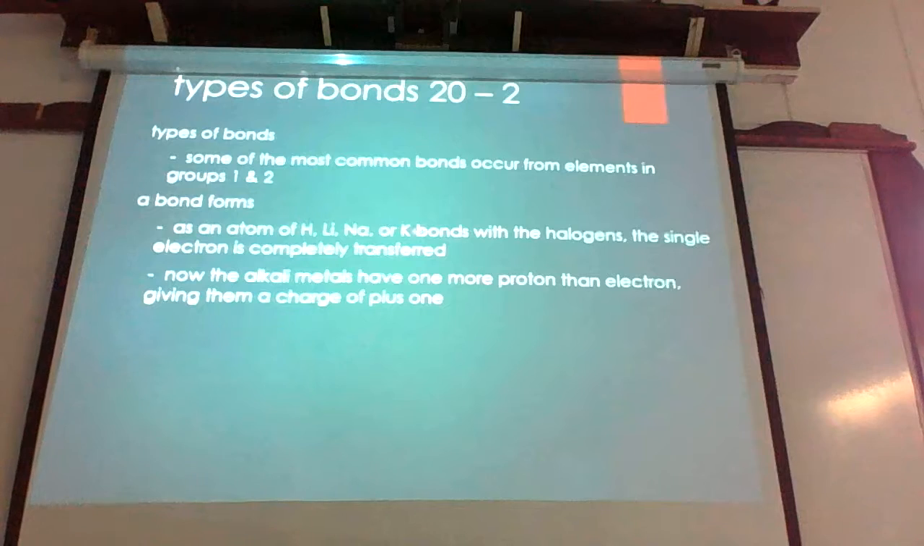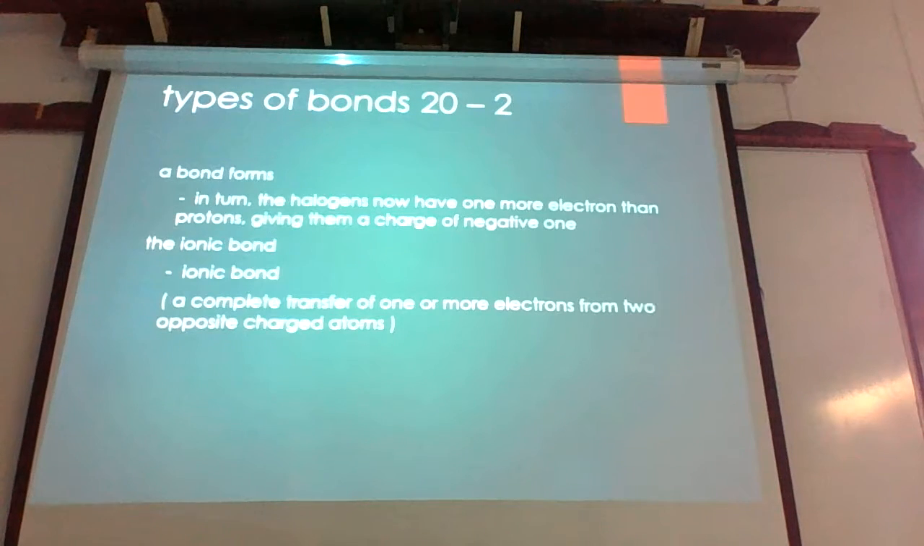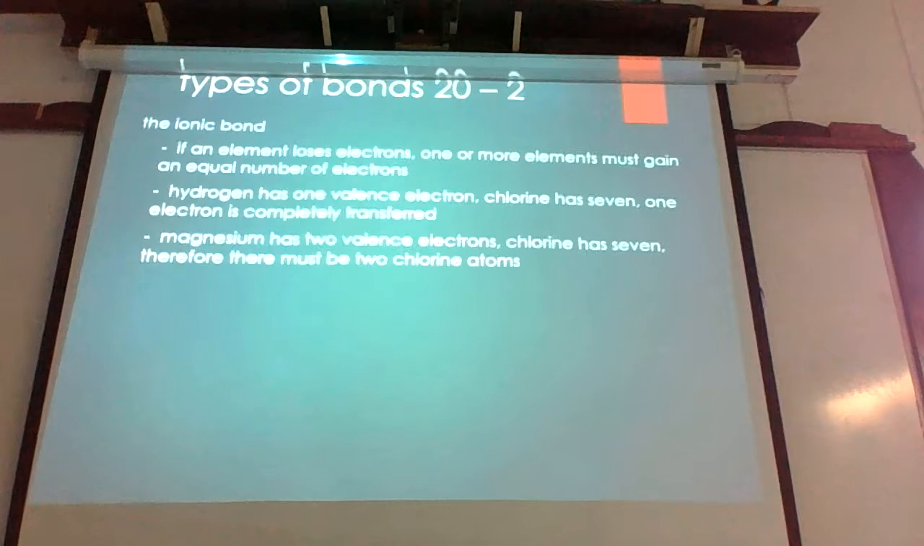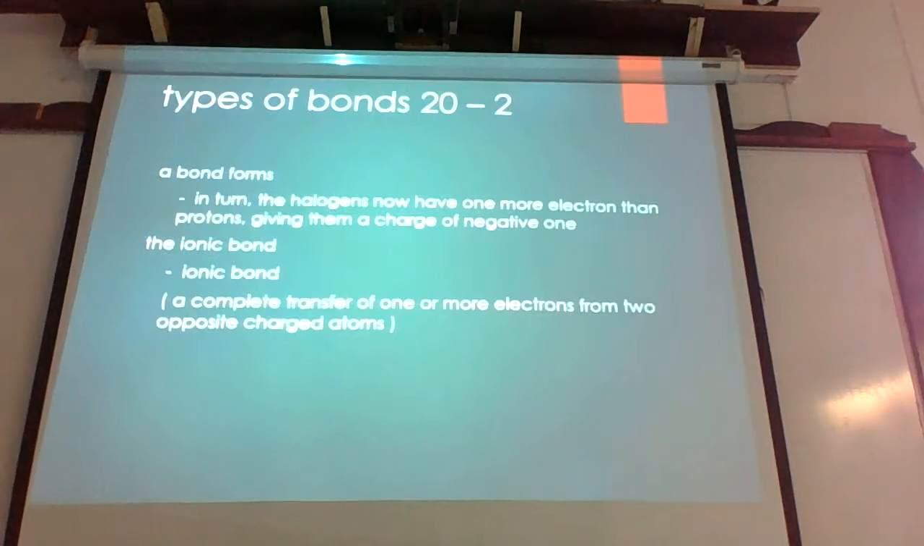We know that because these are in column 1, that's a +1 charge. If it's in column 2, we know that's a +2 charge. We also know the halogens, being in column 7, we can safely say that those are a -1 charge. Okay? So we're going to briefly look at some ionic bonds here.